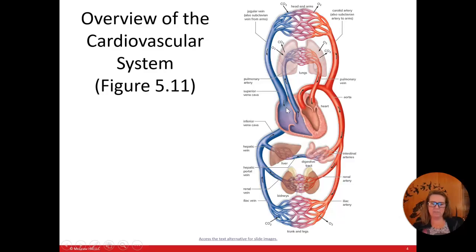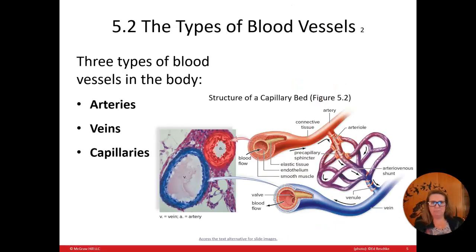So at any given moment, blood is both being pumped to the lungs, where O2 is being picked up, CO2 is being dropped off, and it's also pumping blood to the body. So upper extremities and your head, your abdominal cavity, your legs and your toes. And when it's going out to the body, it is dumping off the oxygen and picking up the CO2.